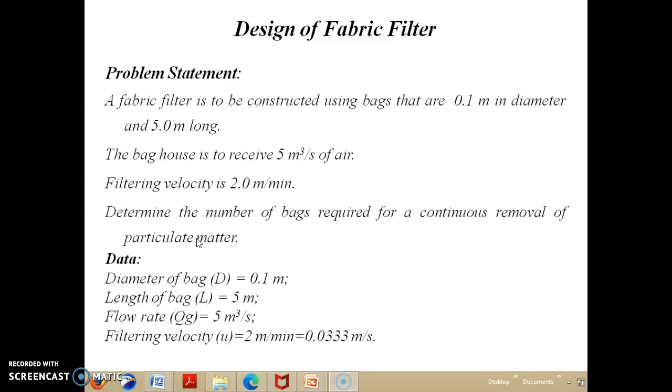So data provided is the diameter of the bag is 0.1 meter, length of the bag 5 meter, flow rate of air is 5 meter cube per second, and filtering velocity is 2 meter per minute, and in SI unit it is 0.0333 meter per second.